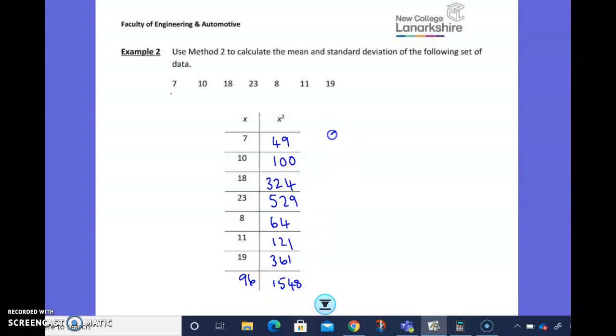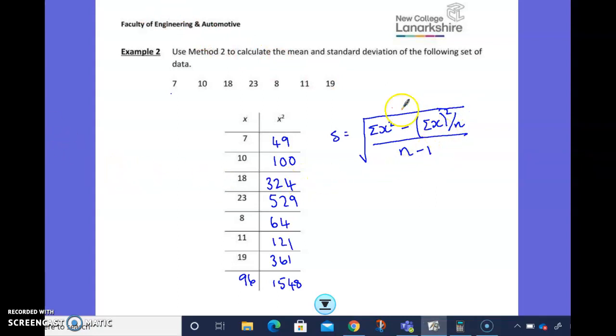Okay, standard deviation then. Standard deviation, the second formula, is the square root of the sum of x squared minus the sum of x all squared divided by n, all over n minus 1.